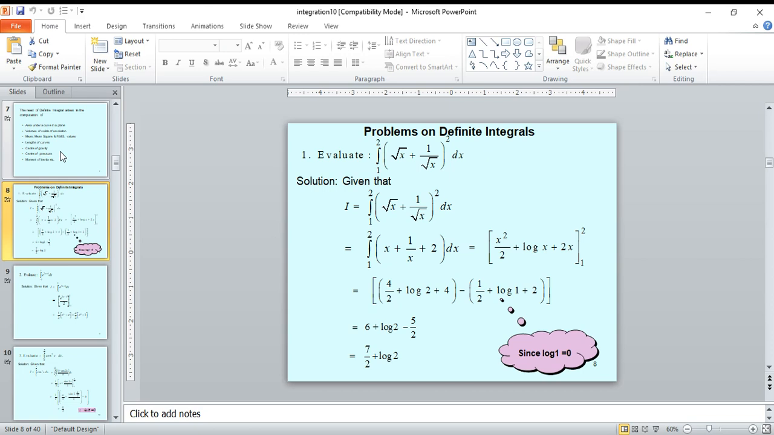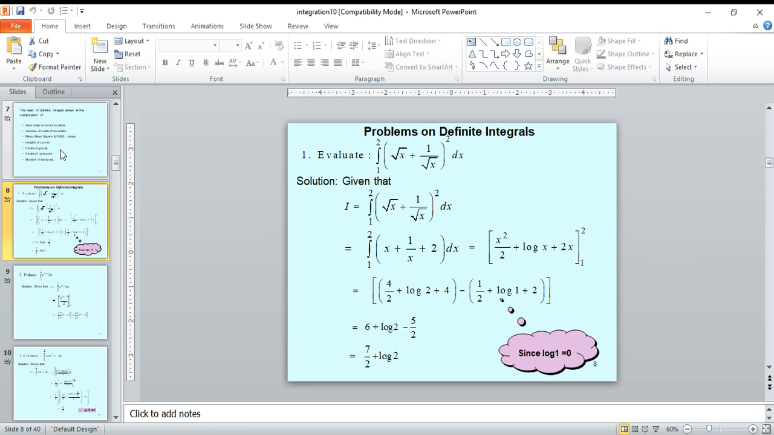Apply the upper interval minus the lower interval. The upper interval is 2, so apply the value 2 in place of x. X square by 2 means 2 square by 2, log x is log 2, plus 2 into x is 2 into 2, which is 4. So 4 by 2 plus log 2 plus 4. 4 by 2 is 2, and 2 plus the constant 4 is 6.